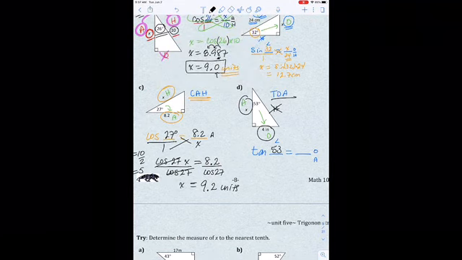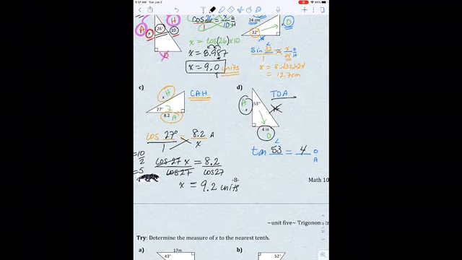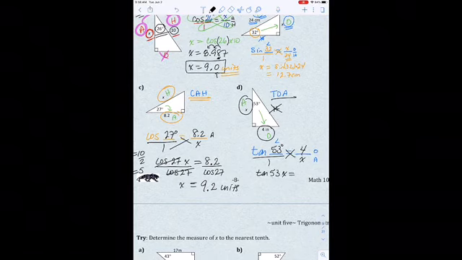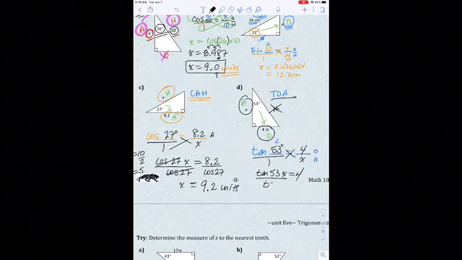Our tan of 53 is 4 over x. Okay, and this is another one we're going to have to divide. When our x is on the denominator, we're going to end up dividing here. So when we cross multiply, we get tan of 53 times x, and we're going to multiply 1 times 4 to simply get 4, and we divide both sides by tan of 53.